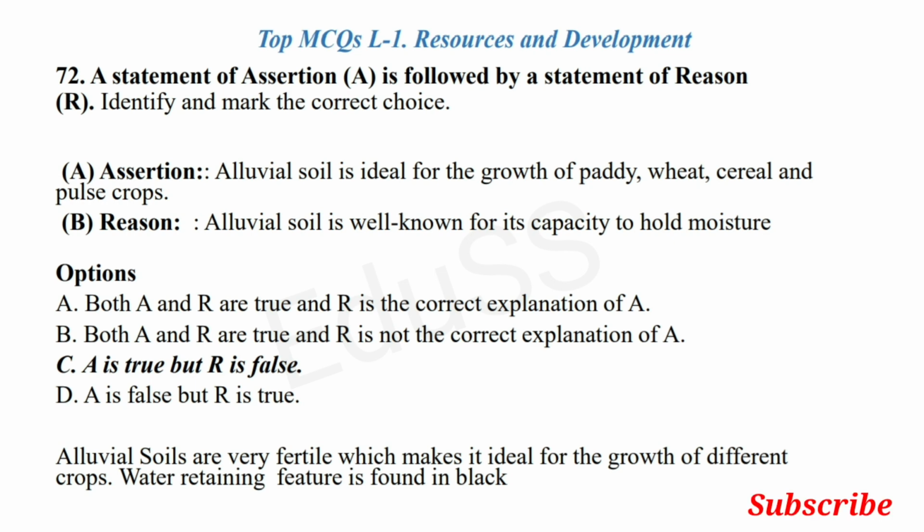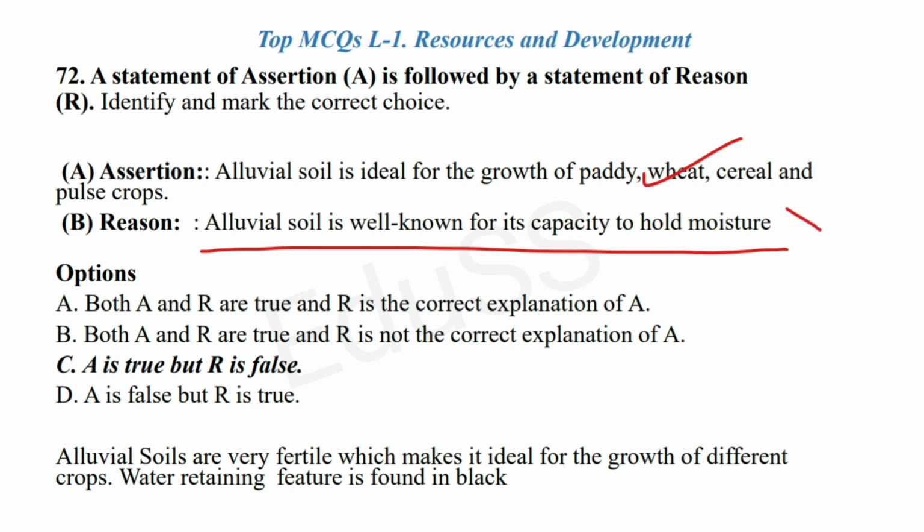Next, assertion statement. Alluvial soil is ideal for the growth of paddy, wheat, cereal and pulse crops. Reason, alluvial soil is well known for its capacity to hold moisture. Now look at the two statements. The assertion statement is correct. Now the reason is not correct because this feature is not found in alluvial soil. It is found in black soil. So here the correct option is A is true, R is false.